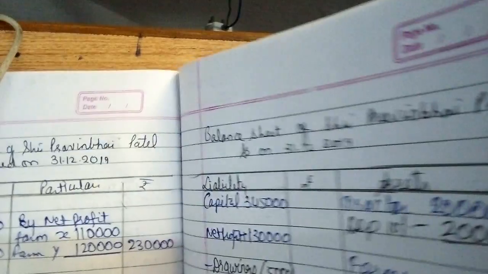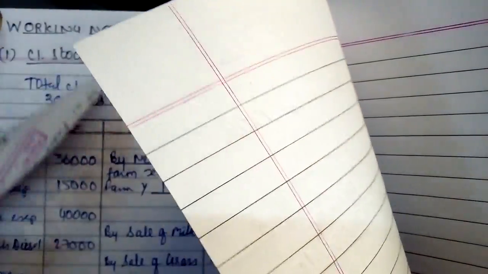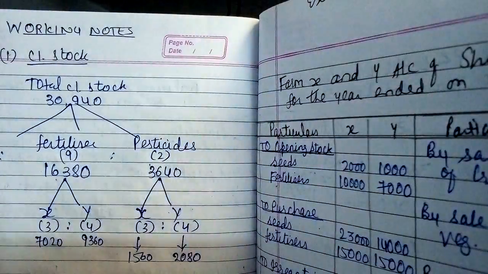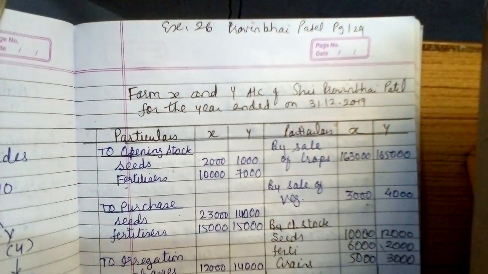So this example is distributed over 3 pages. First page is of farm account, second page is of general P&L account and third page is for balance sheet. Now what do we need to do?